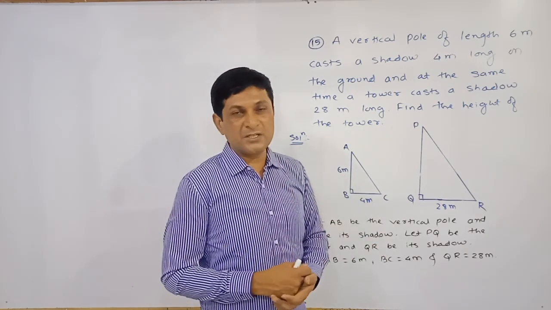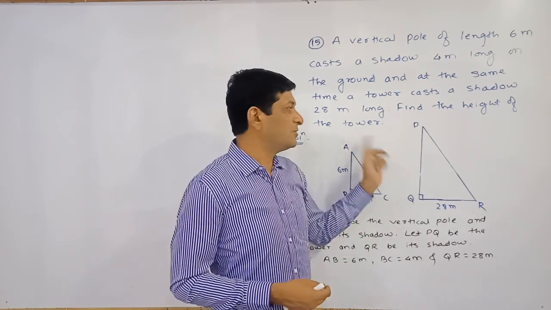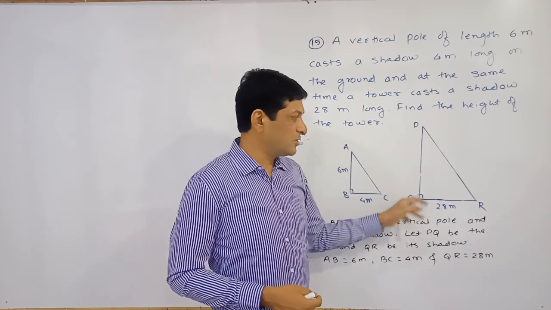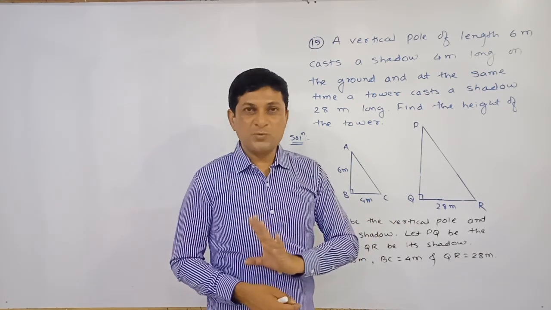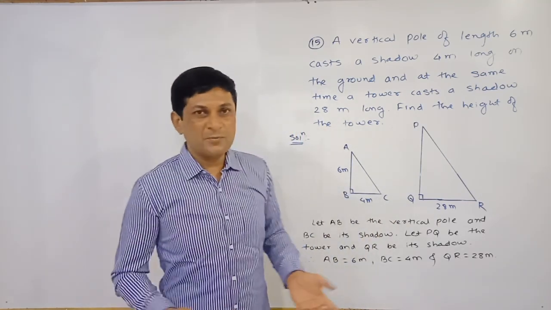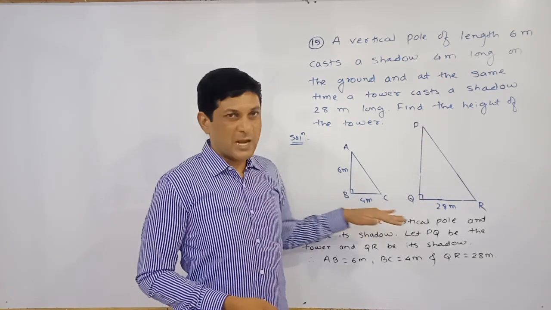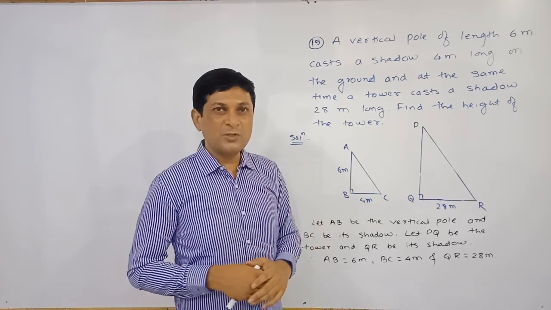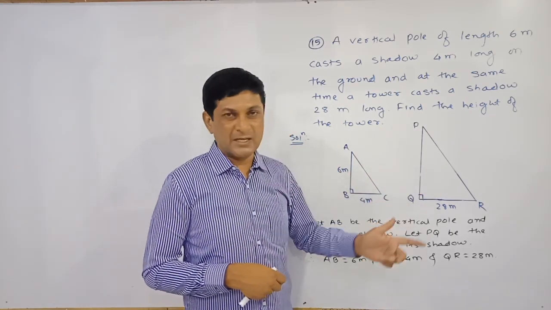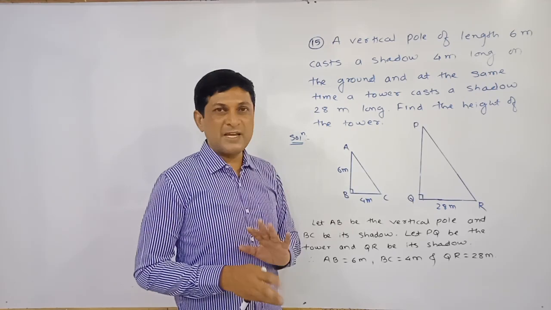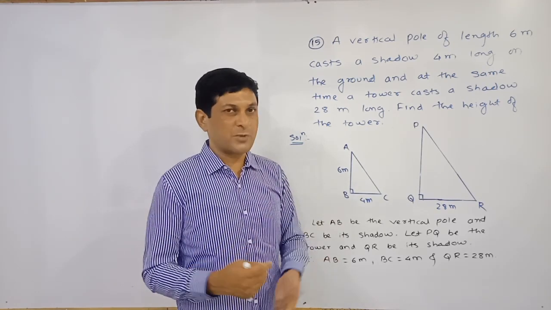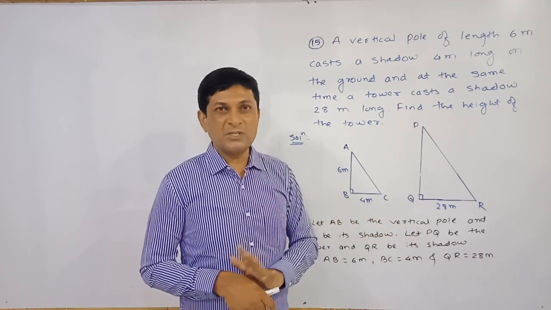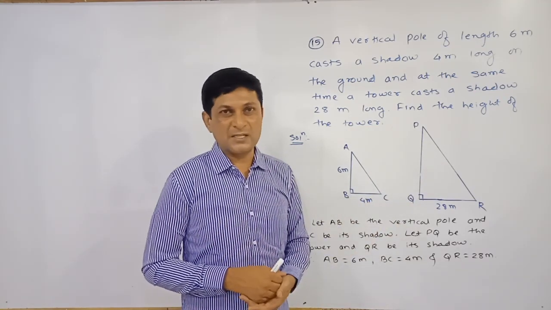Using all these conditions, we have to find out the height of the tower, and the height of the tower we have denoted by PQ, means we have to find out PQ here. So already we know that the pole and the tower are perpendicular to the base, means this angle will be of 90 degree. Now if we are able to show that these two triangles are similar, then we can say that the sides are in proportion, and using that condition we are able to find out PQ. Means to find out the length of PQ we have to show that these two triangles are similar.